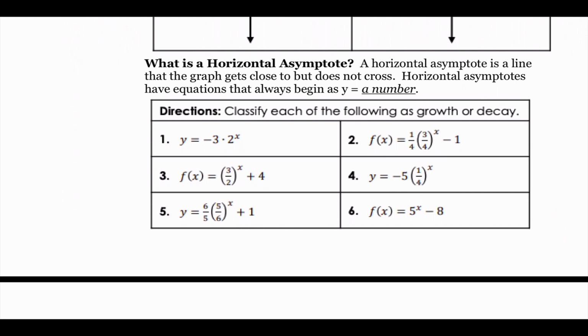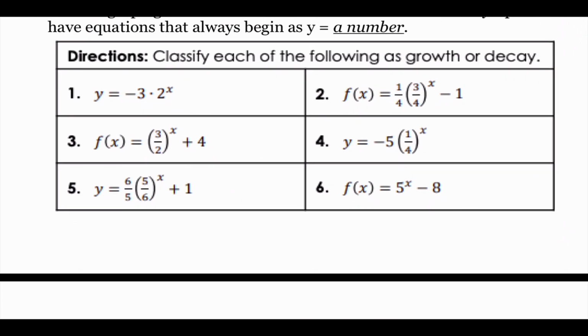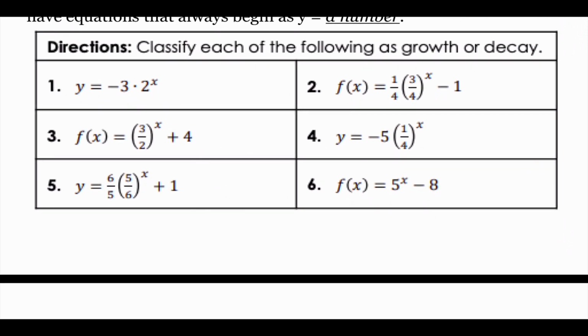Asymptote, we'll deal with asymptote later. Don't worry about asymptote. We'll talk about it on the next page. What I want you to do here is identify b. First thing is identify b, and then tell me if it's growth or decay.